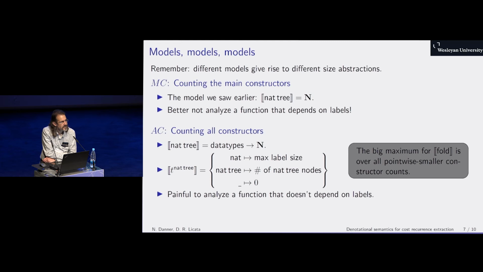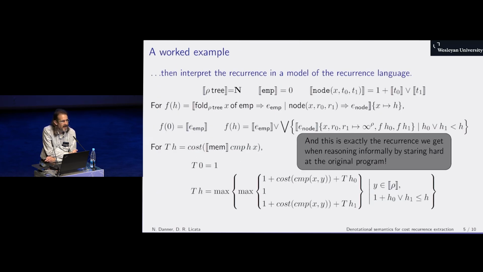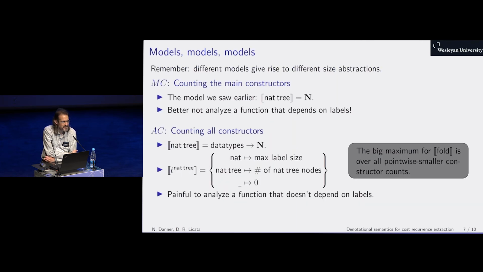And when you do that, you also have to interpret fold, and that's where the pain comes in. But fold comes up with a fairly similar-looking interpretation. The big maximum that we saw previously for heights now ends up being a big maximum over values that are point-wise counters for all possible data types, and you end up maximizing over all point-wise smaller things. It's a little bit painful to look at, but nonetheless, if you're summing up the labels on a nat tree, you end up getting the exact same recurrence that you would expect when you write these down informally.